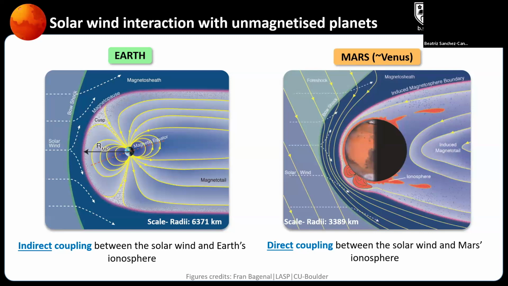But in the case of Mars, in the southern hemisphere, hopefully you can see here in these scales, we have these crustal magnetic fields. They can be thousands of nanotesla. Just to give you an idea, Mercury's magnetic field is 400 nanotesla. So they are really strong fields that actually can touch the solar wind and can reconnect.